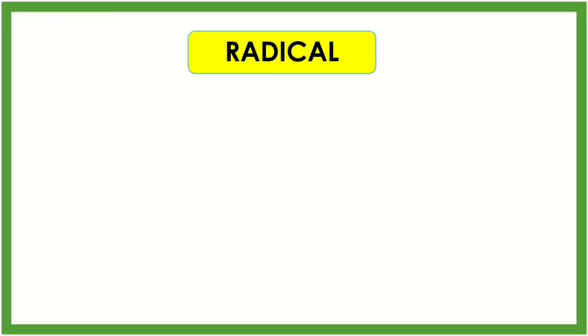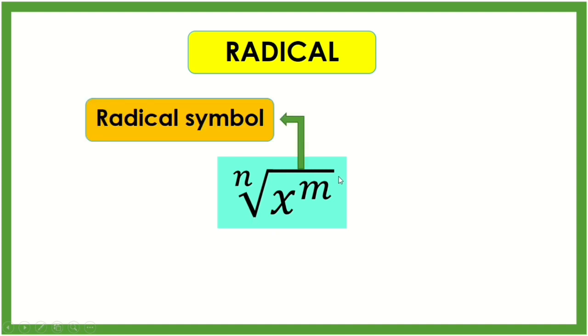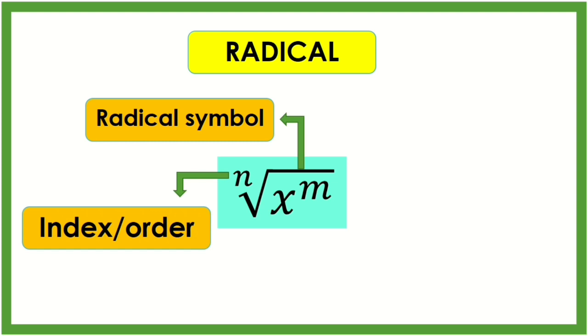Let us now proceed to radical. So, I have here the symbol nth root of x raised to m. So, this is an example of radical expression or radical. So, mapapansin niyo dito sa ating expression, meron tayong symbol na ito. Ito ay tinatawag natin na radical symbol. And then, yung n ay tinatawag natin na index or order.